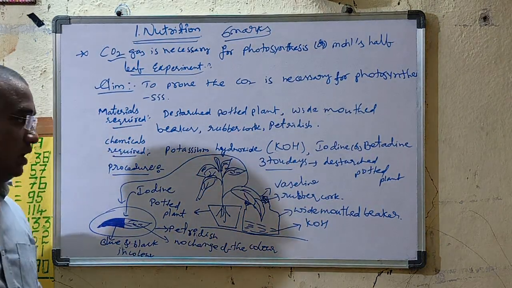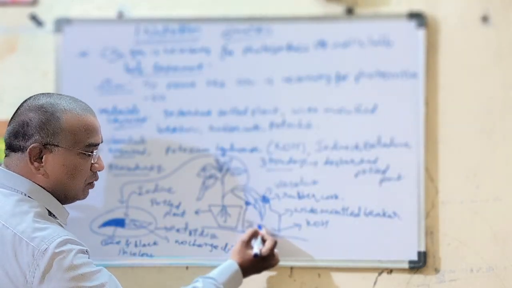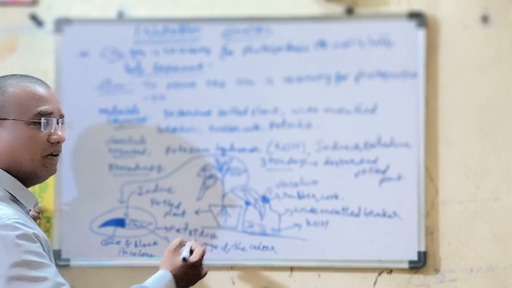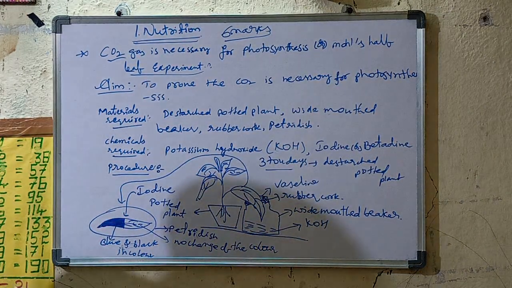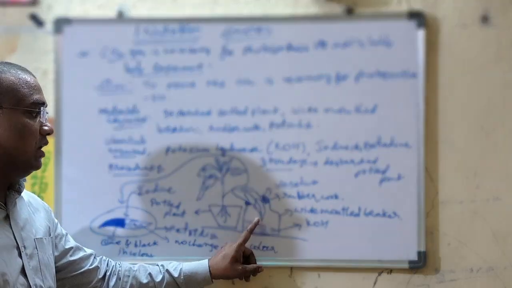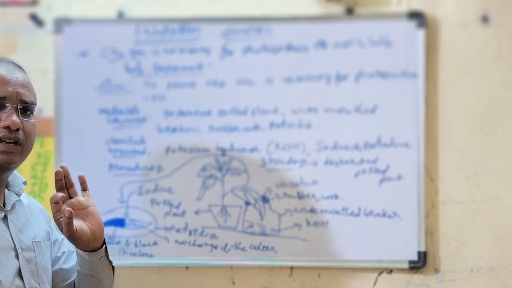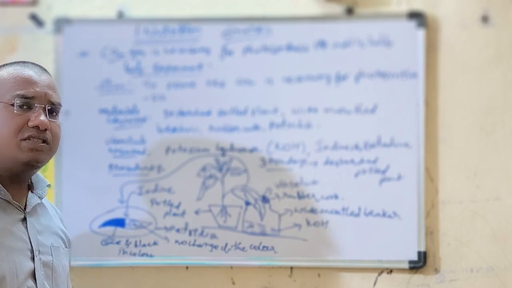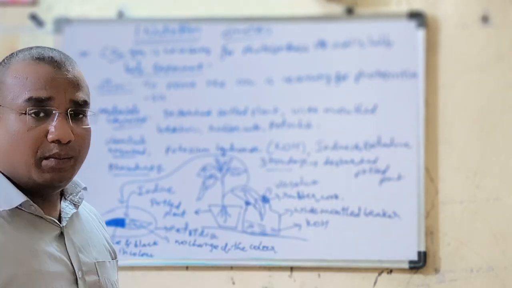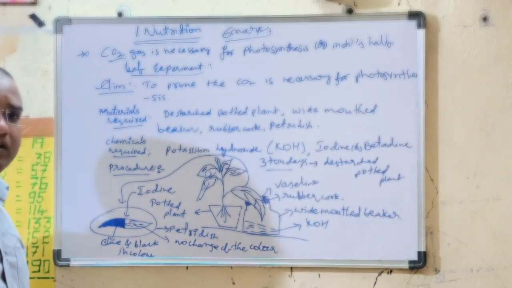What are the precautions? Don't keep the leaf near the KOH liquid. If the leaf is touching the KOH liquid, there is no chance of absorbing carbon dioxide from the beaker. So don't allow the leaf near the KOH. That is one of the precautions. The second precaution is that you must take a de-starched potted plant only. Otherwise we will not get any result. Okay, so these two precautions are enough.